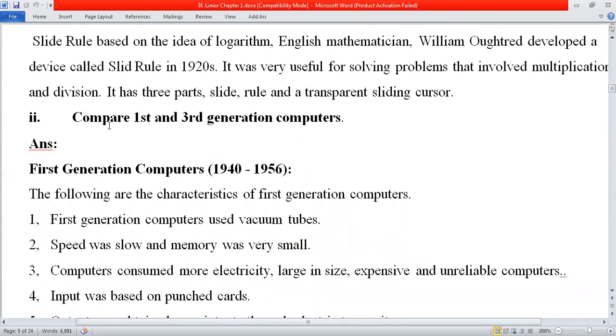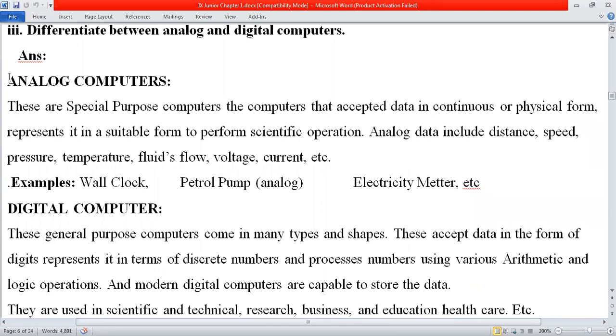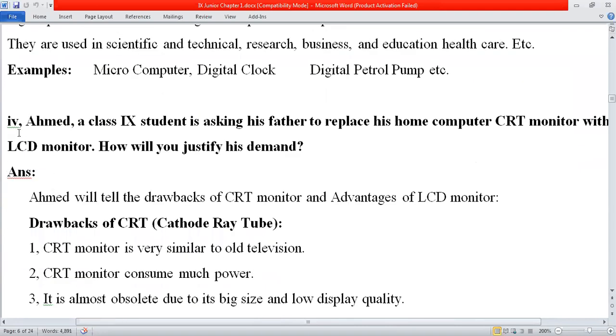Compare first and third generation of computer. Already we have discussed that. Next was: differentiate between analog and digital computer. So we already discussed the analog computer and digital computer. The next question was a general question, and the most important question nowadays. You can see this kind of question in your board paper exam as well as in the school exam.